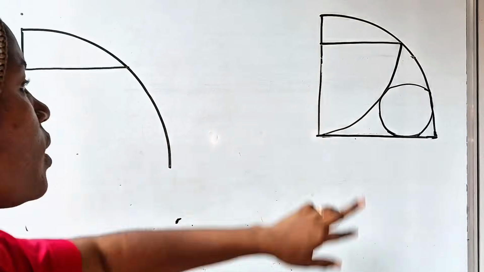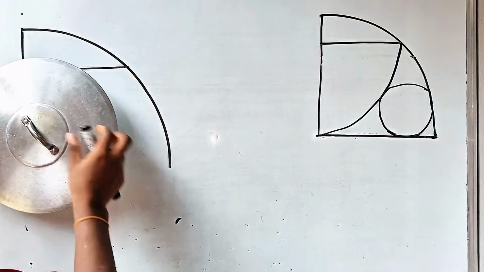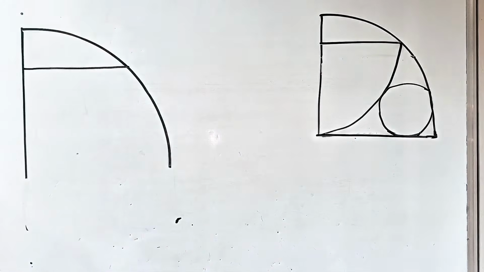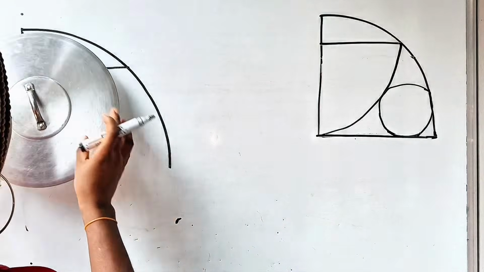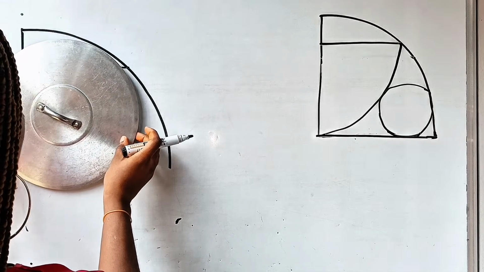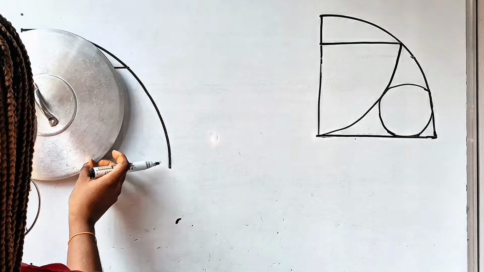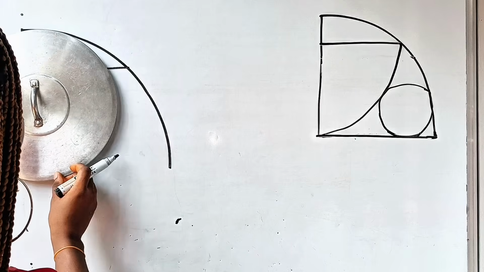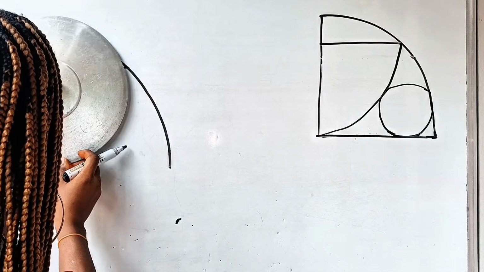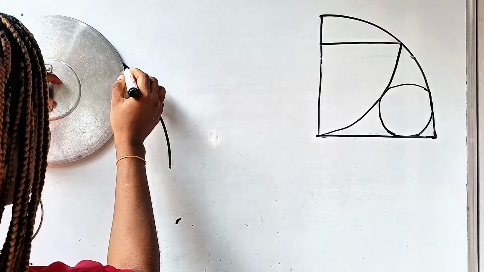Then we need this, another quarter circle upside down. So we need quarter circle, quarter. Let's assume this. Okay, let's assume this. This is more than quarter, but we have to manage it. All right.